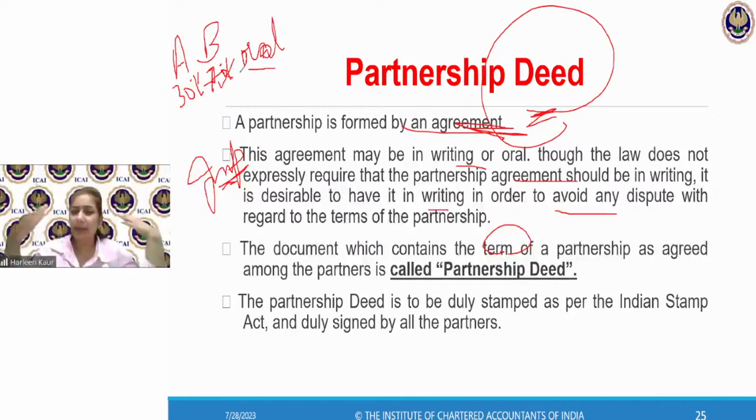Okay, they said orally they made this agreement and they started doing business. Slowly and slowly, B started having 90% of the profits. A said, look, what are you doing? You told me that you will give me 30%. Now you're giving me just 10%. B said, I will not give you. It's my wish.